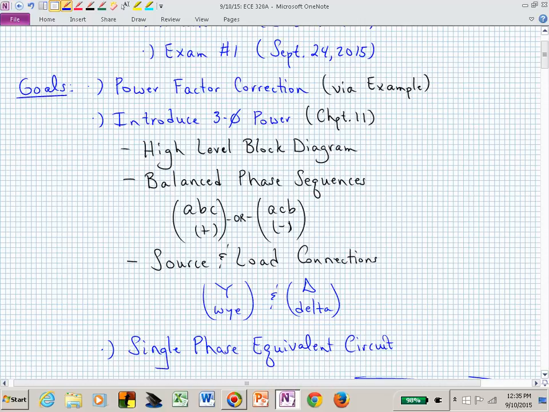And these phrases, I hope you will just be dreaming about them for the next few weeks, as far as ABC, ACB, Y connected, delta connected, etc. That should just start becoming second nature to you.